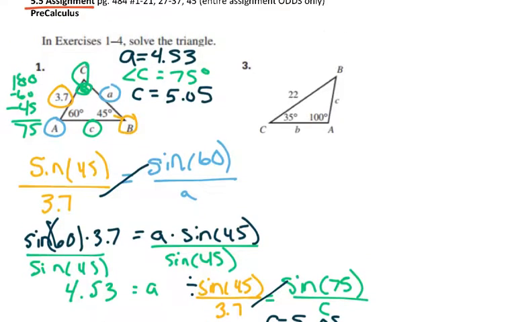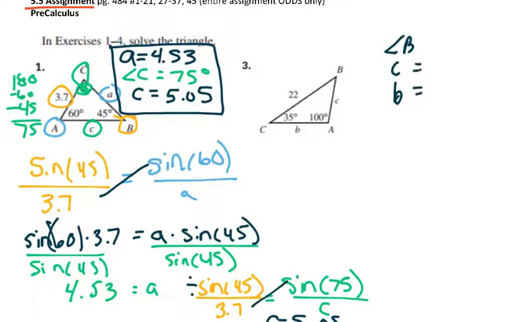Remember, when it says solve, that means that you're just finding all of the missing pieces. So in this next one, that's angle B, side C, and side B. So I'll show the setup for what I'm doing here. So in the next one, the two pieces that are actually given are angle A and side A. So both of my proportions are going to have sine of 100 over 22 when I solve.